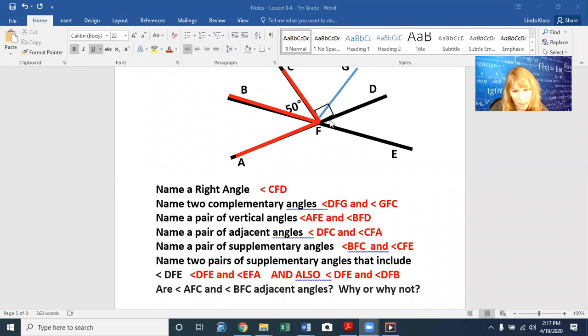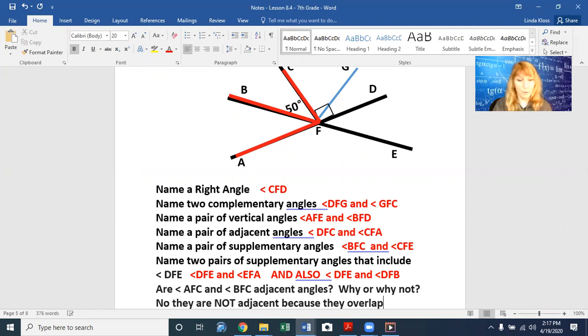If you notice, this angle here, let me grab my spotlight. This angle here overlaps this bigger angle. So it's actually kind of inside of this bigger angle. So they are not adjacent. So the answer is no. No, they are not adjacent because they overlap.